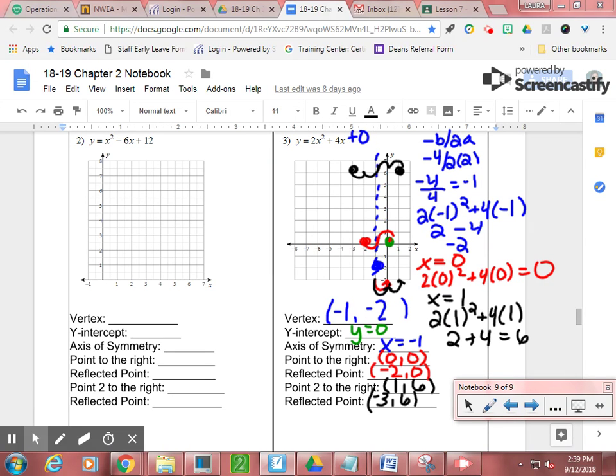Last step then is to make your U-shaped graph and put arrows on the end of that. And that's how you graph in standard form.